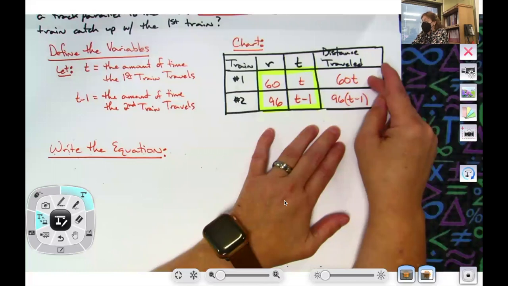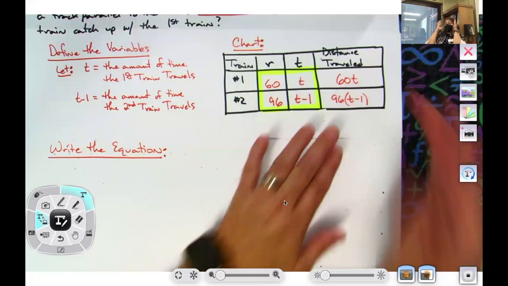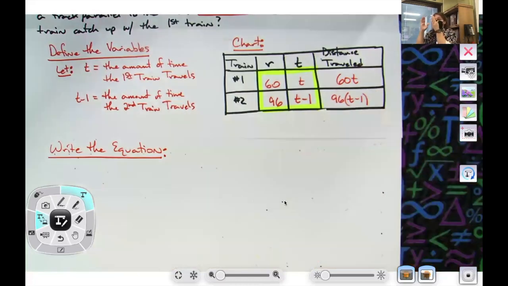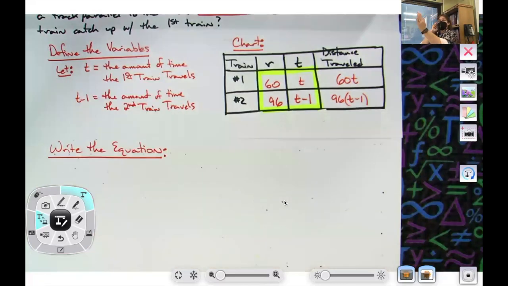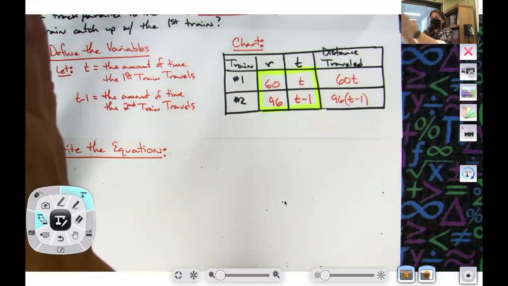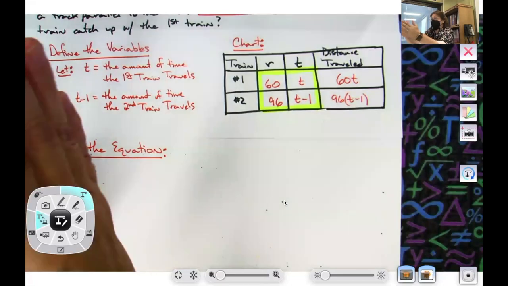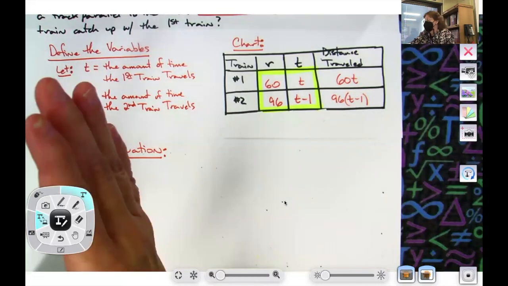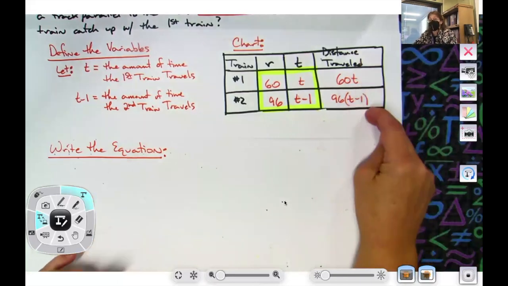All right, in how many hours will the second train catch up with the first train? Okay, so we're trying to find T, but these two trains are doing what? They're going in the same direction. They're moving forward. So one is taking off earlier, and this one's going much, much faster, so it's going to catch up. So what can you tell me about these two distances? When they catch up, the distances will be equal. It's going to be the same. So there's my equation: 60t equals 96 times the t minus 1.